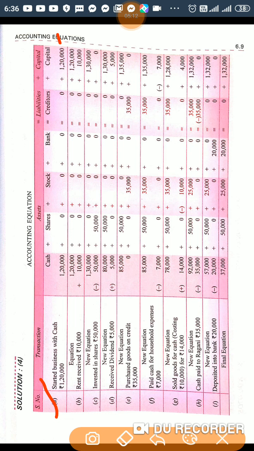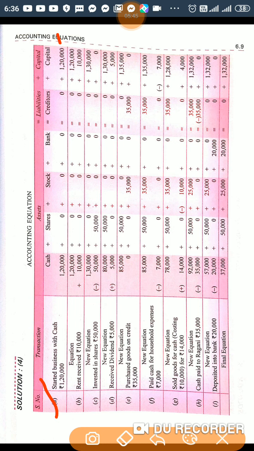Now rent received 10,000. So cash is increased by 10,000. You will add to the cash 10,000. Shares remain 0. Stock remains 0. Bank remains 0. Creditor remains 0. But the capital will be increased by 10,000. We will add 10,000. If you check the equation, now total asset side becomes 1,30,000, and the liability plus capital side, it is also 1,30,000. Means equation is followed. Equation is balanced and it is followed.